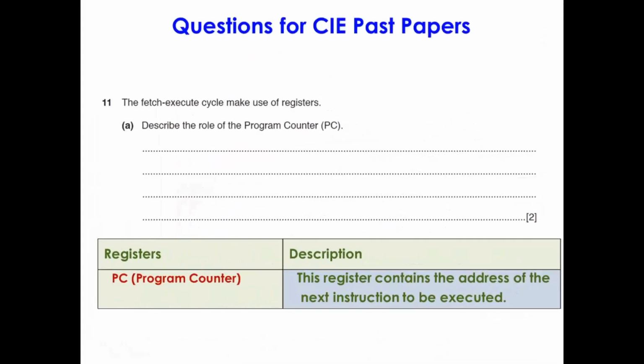This is another question from the same paper, and it is about the fetch-execute cycle. Describe the role of the program counter. It is a register that contains the address of the next instruction to be executed. The program counter holds the address of the next instruction that needs to be executed. We have discussed different types of registers. Go back to that video and watch again.